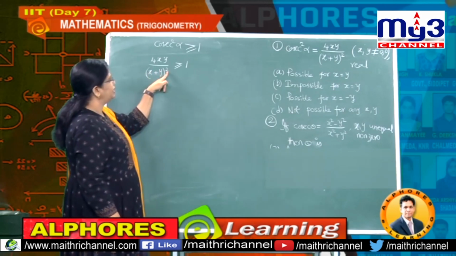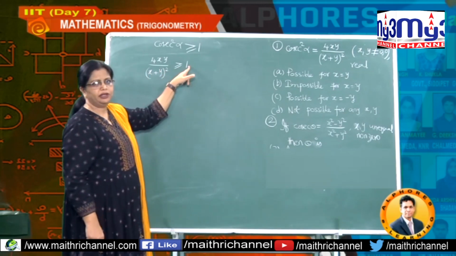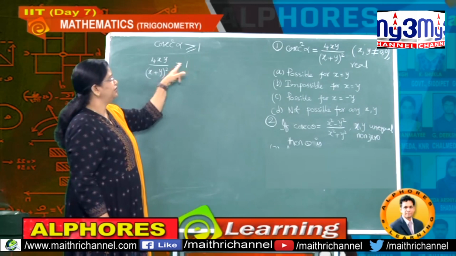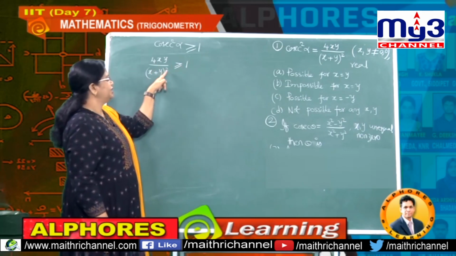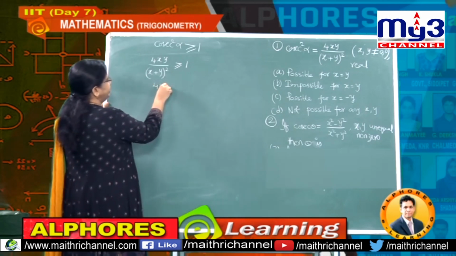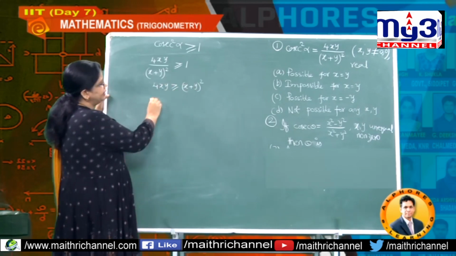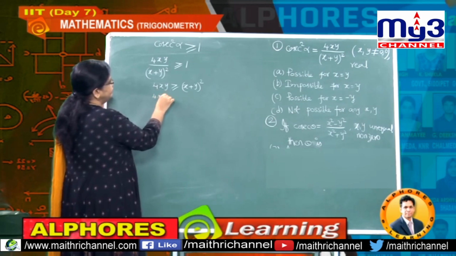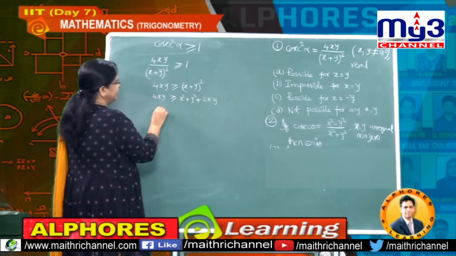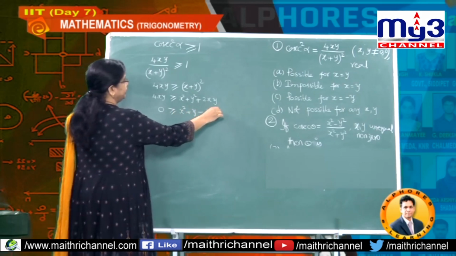So now this is a positive value. Whenever a positive value is there, easily you can do cross multiplication. But if it is a negative value, while doing cross multiplication, you have to change the inequality. It is positive, so directly I am taking cross multiplication. So 4xy is greater than or equal to (x plus y) whole square, that is, 4xy greater than or equal to x square plus y square plus 2xy, and hence 0 is greater than or equal to x square plus y square minus 2xy if 4xy goes to that side.